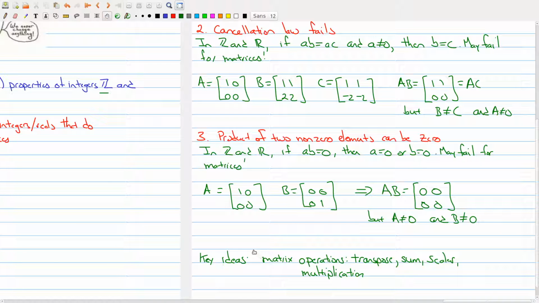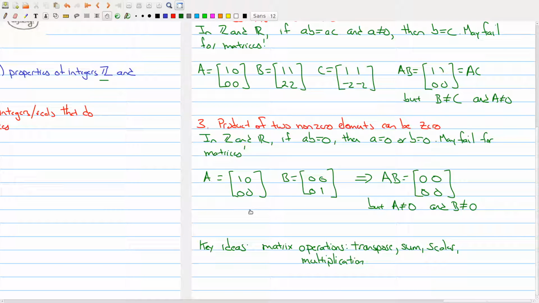So there's been a lot of things that we've learned in today's lecture, but the key idea is we've learned about what a matrix is, and we've learned operations on the matrices. We've learned about the transpose, the sum of matrices, scalar multiplication, and multiplication of matrices. It's very important that you master all of these operations because we will be using them throughout the rest of this course.